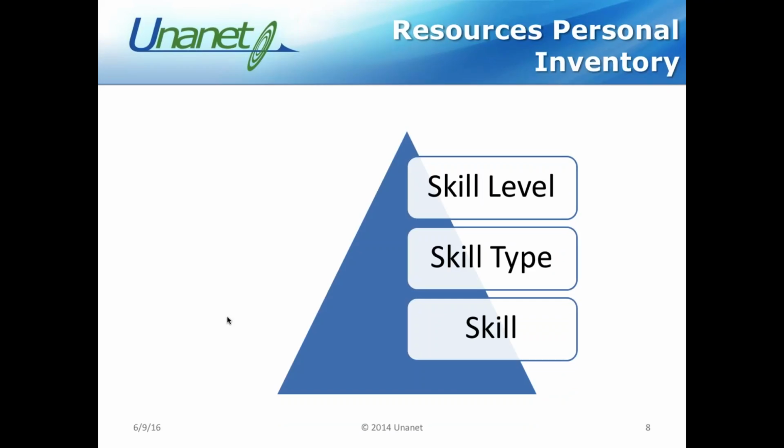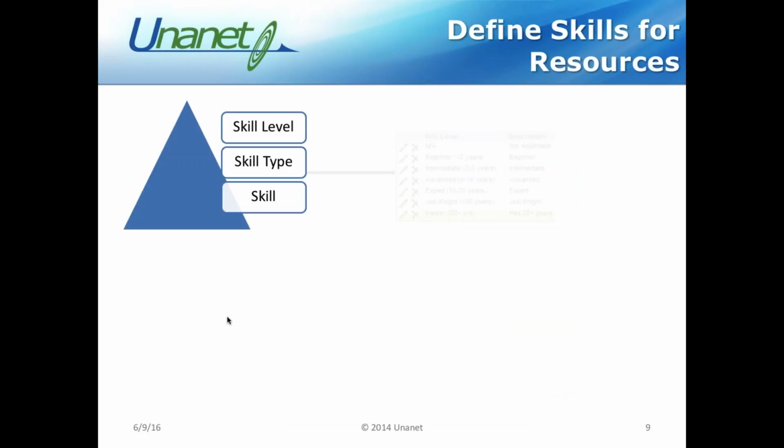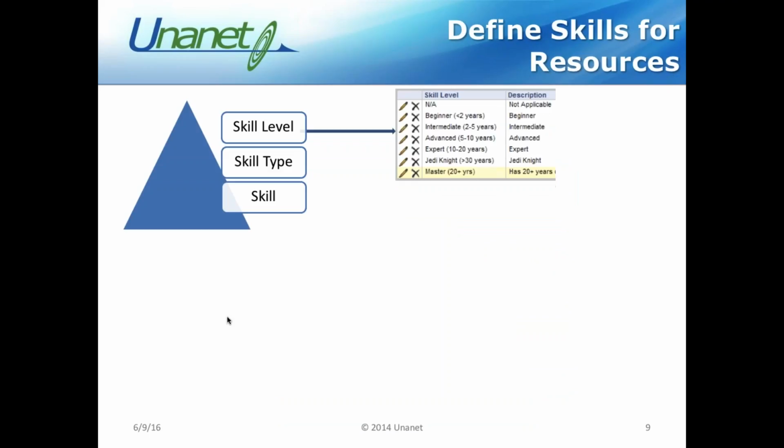All right, so let's talk a little bit more about the skills. Now the skills functionality or feature, that's available with the project portfolio license as well. We have 3 sections or groupings for skills and defining those skills. The first is the skill level. Now this can be defined however is reflective of your business policies in your Unanet.